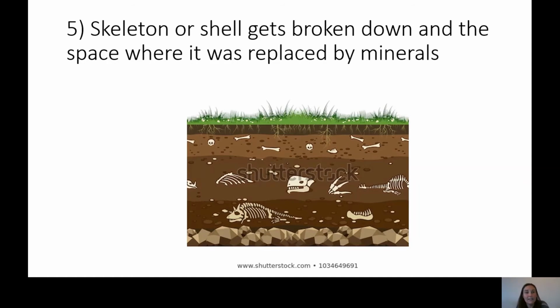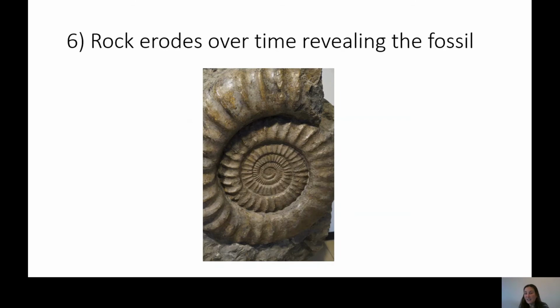And the final bit is us finding these fossils. So again, over time, the rock erodes, so it gets broken down by wind and rain and other things, and it reveals the fossil, which again is no longer the bone or the shell, but is made up of minerals that have hardened over time.